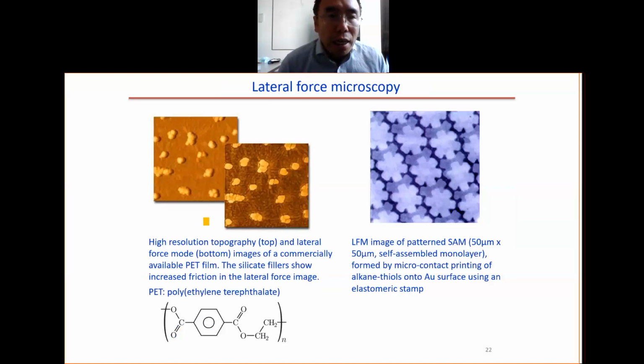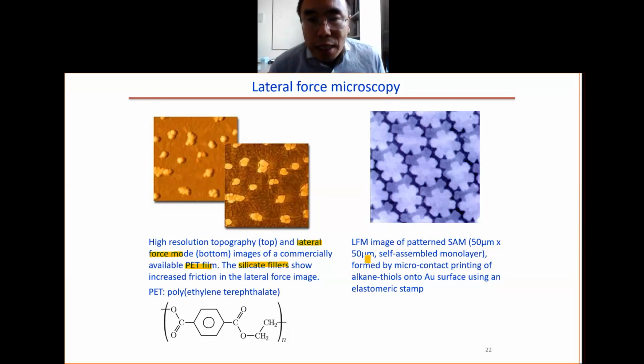You can see here, this is the normal AFM image, the topography image. This one is the lateral force microscope, lateral force mode. In this case, the material is a PET film. There are lots of particles. Those particles are silicate filler. From this image, you can see the filler material has higher friction than the PET material.